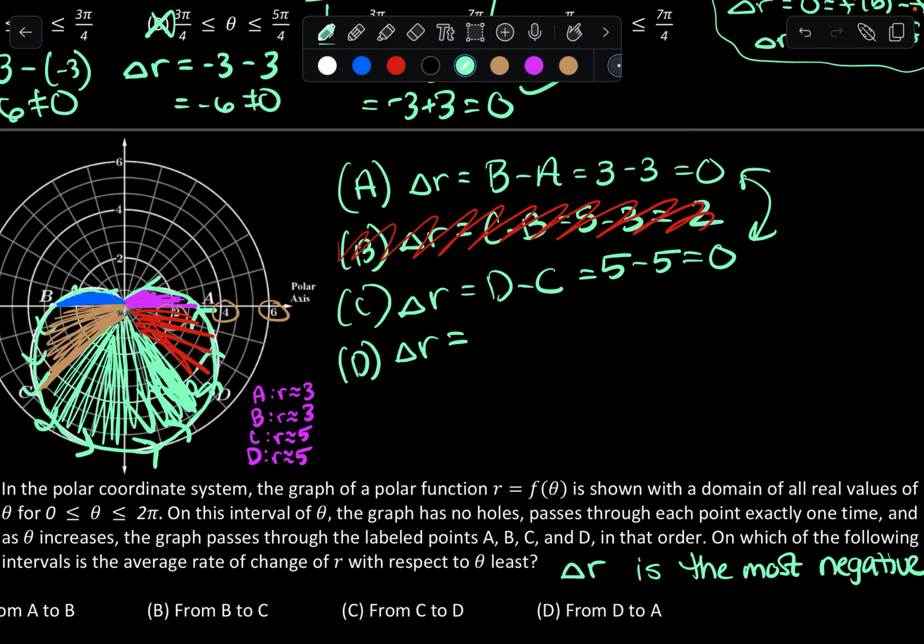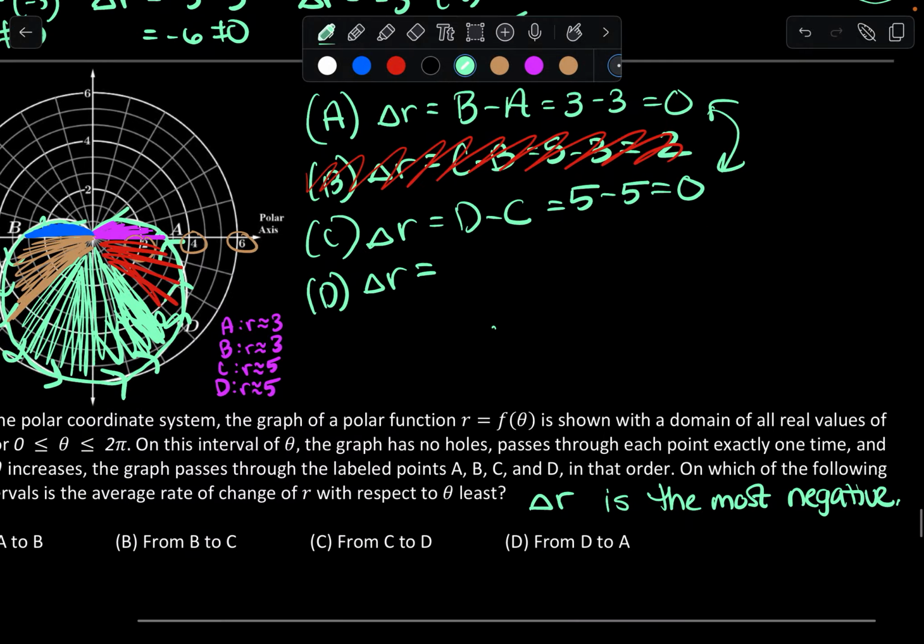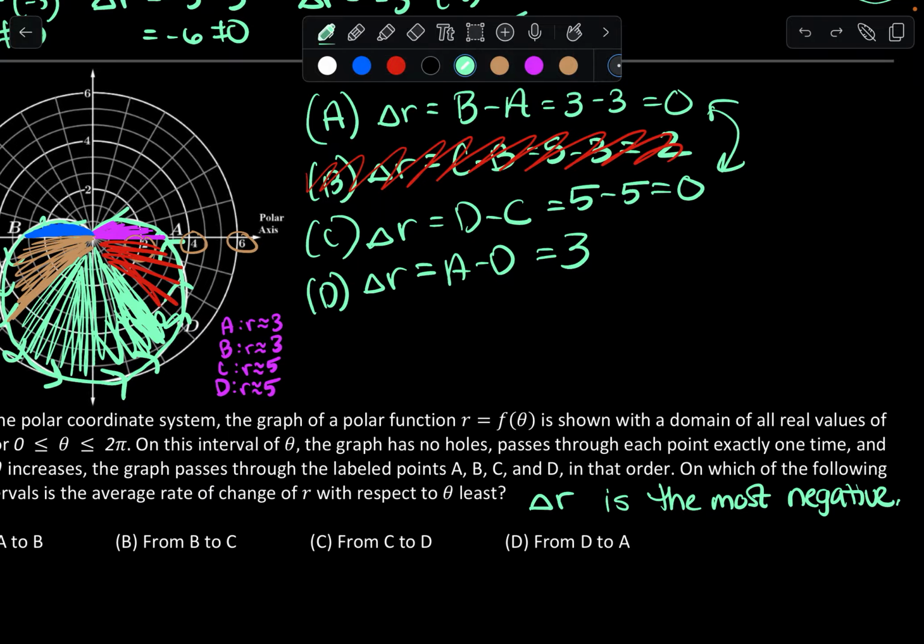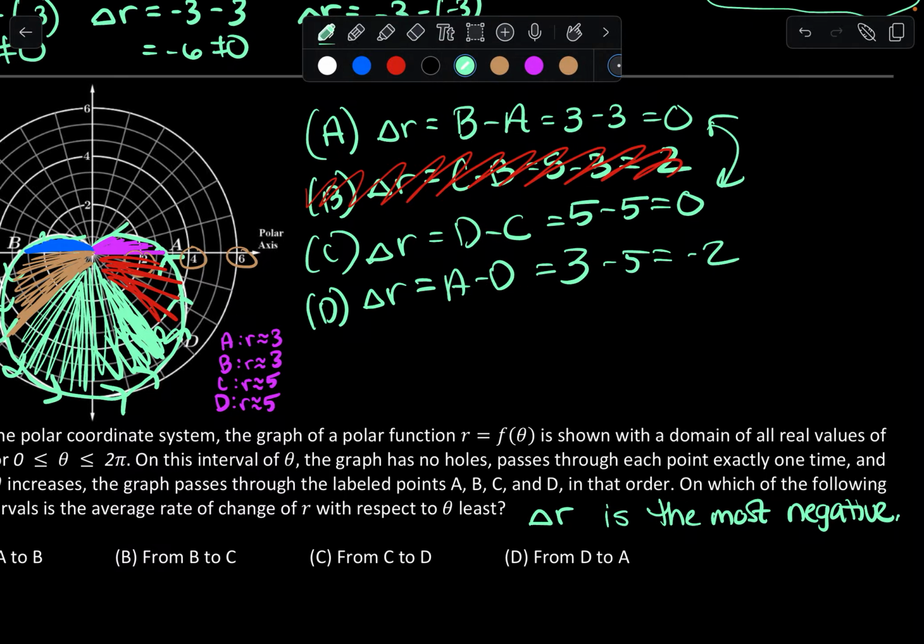All right, so the change in the radius from A to D, so we'll do, sorry, D to A, so we'll do A minus D. A has a radius of about 3. D has a radius of about 5, so we end up with -2. Okay, good. So that gets rid of the tie. We can get rid of that tie. That means the answer is D.